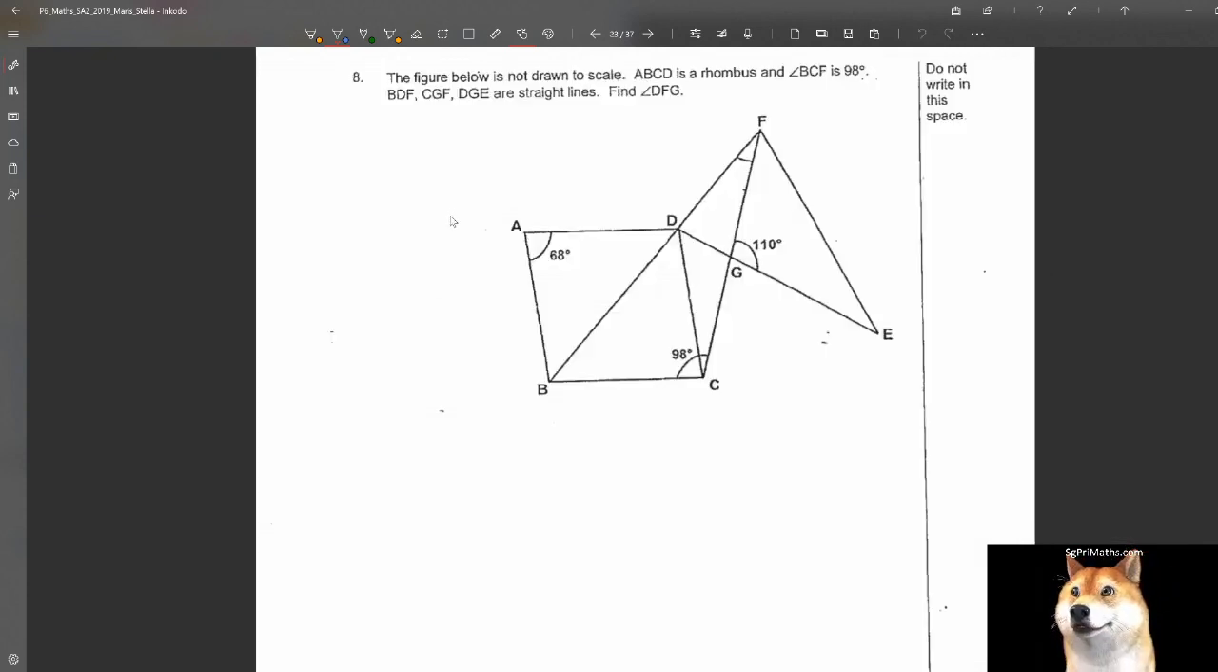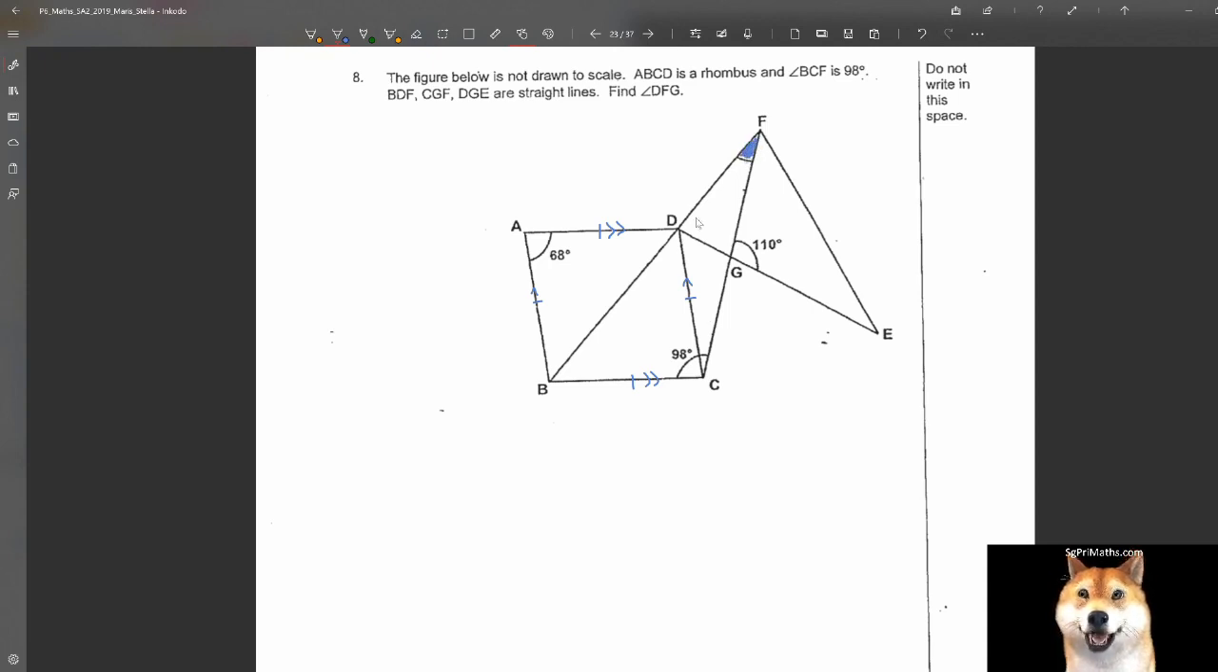Question 8. The figure below is not drawn to scale. ABCD is a rhombus. So that means these 4 sides are equal. And AB is parallel to DC and BC is parallel to AD. BDF, CGF and DGE are straight lines. Find angle DFG. So this angle here.